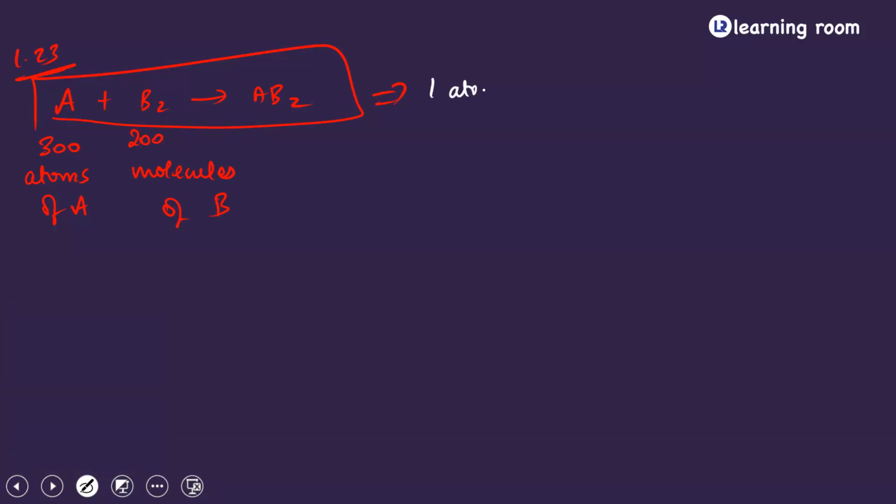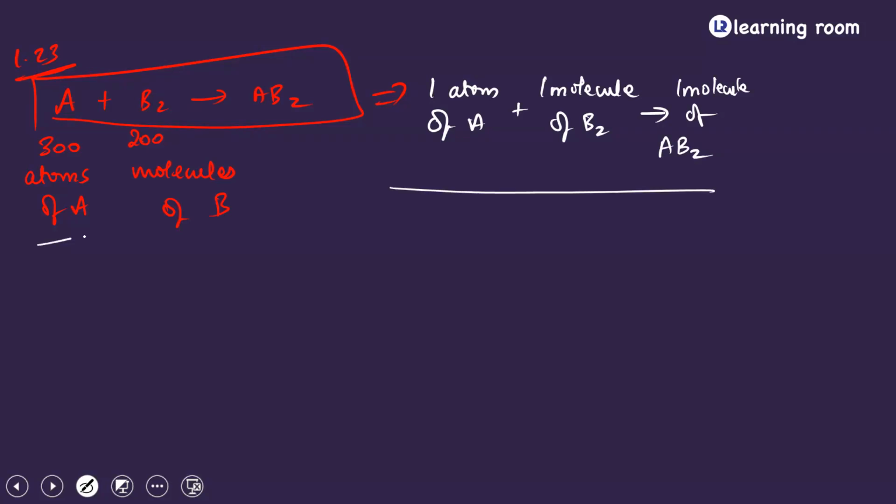So here I'll write this. One atom of A reacts with one molecule of B2 to give one molecule of AB2. Done. So everything is in a 1:1 ratio. So with 300 atoms of A, how many molecules of B will react? 300. This is 1 and this is also 1. So if this is 300, how much of this will react? 300. Do you understand what I am trying to do?